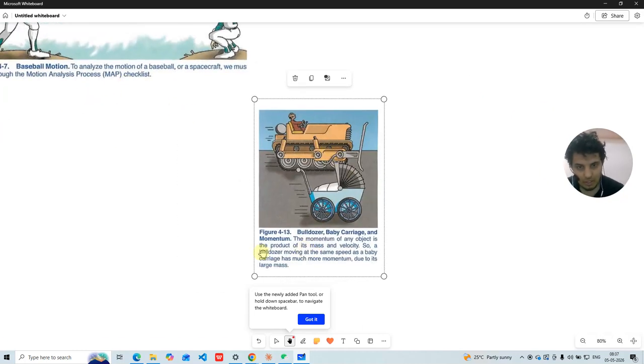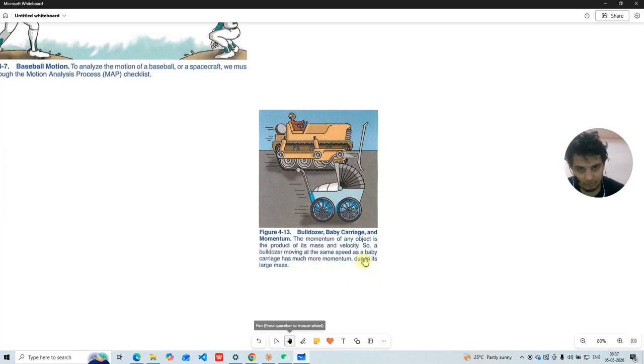Okay, bulldozer, baby carriage, and momentum of an object is the product of its mass and velocity. So a bulldozer moving at the same speed as the baby carriage has much more momentum due to its large mass. Bulldozers are massive machines designed to savagely lift tons of dirt from earth. Baby carriages are delicate four-wheel cars designed to carry cute little babies around the neighborhood. Obviously, a bulldozer has much more mass than a baby carriage, but how does their momentum compare? So, if I can make a baby carriage go really fast, but it has a small mass, I can still have the same momentum.